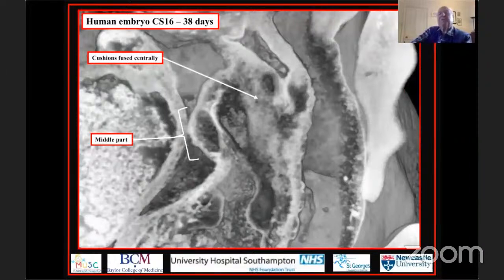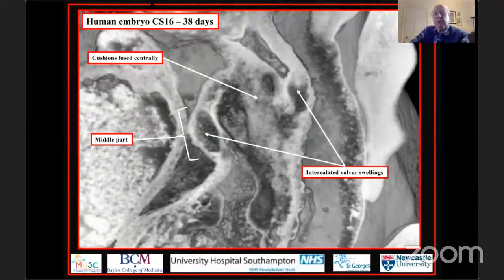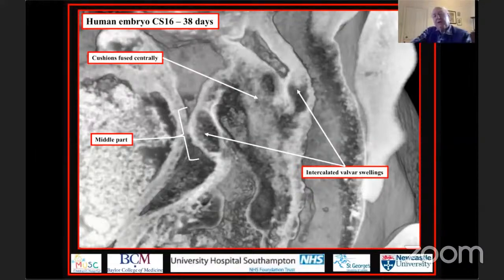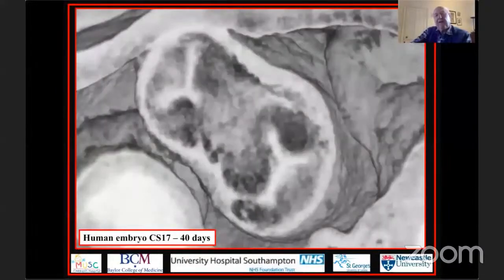And we can see that those major cushions have fused centrally, but the other key point that permits us to recognize this middle part of the outflow tract is that 2 new cushions have appeared. And these have been seeded by the ingrowth of the non-myocardial walls. They have seeded the cardiac jelly to produce what we call the intercalated valvar swellings.